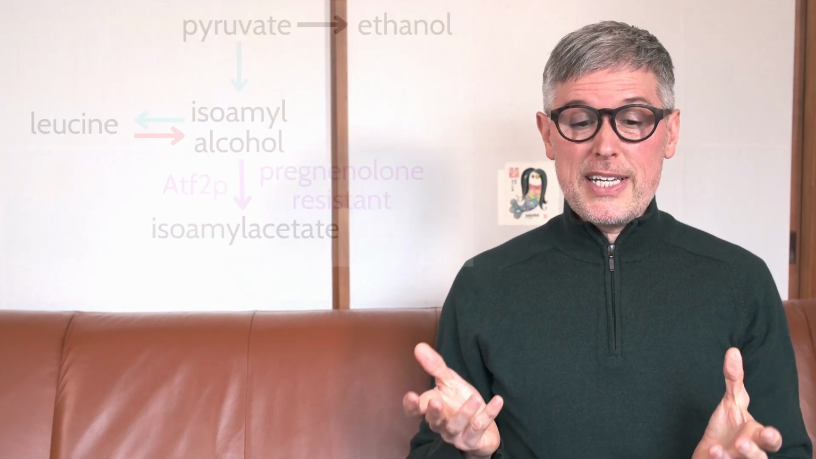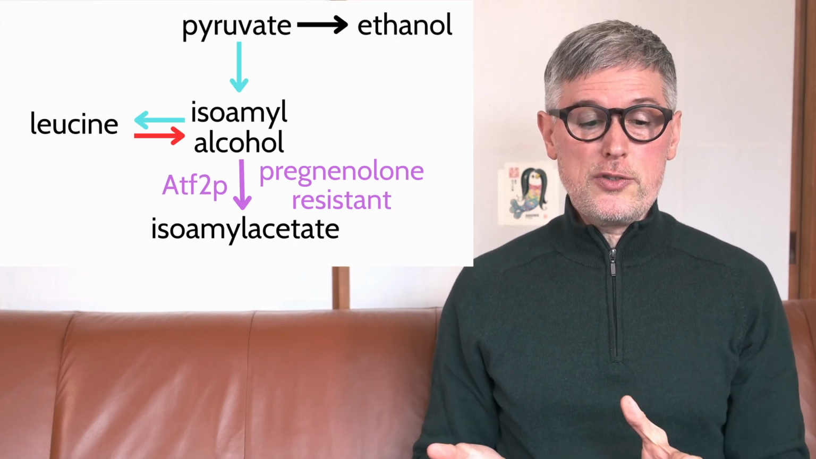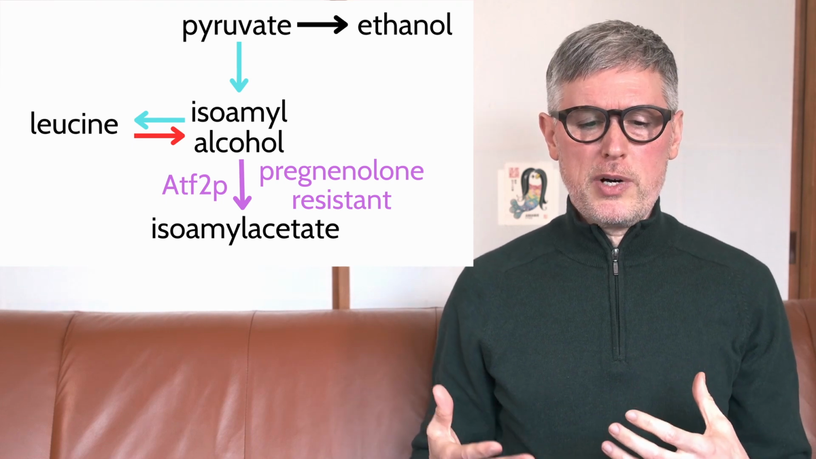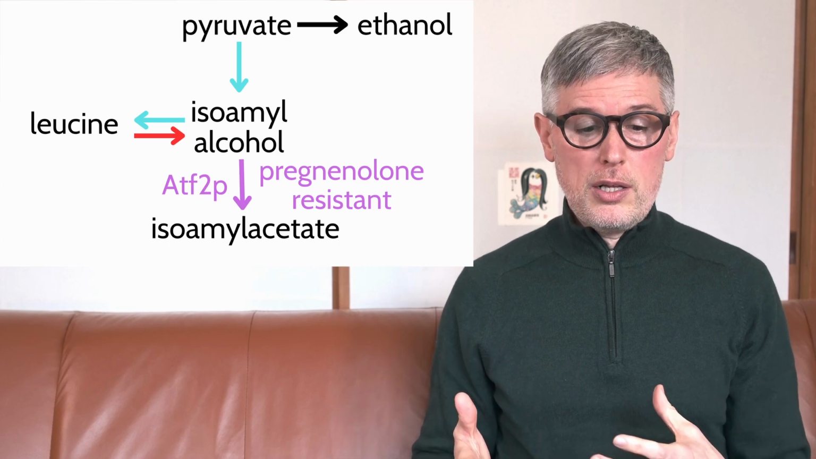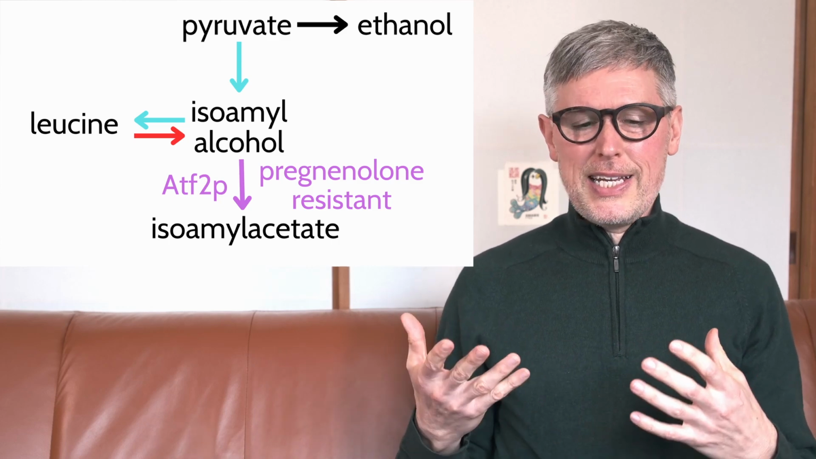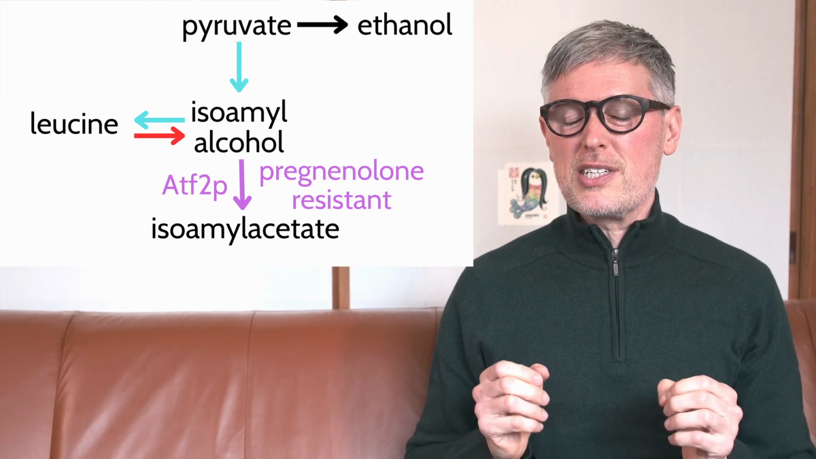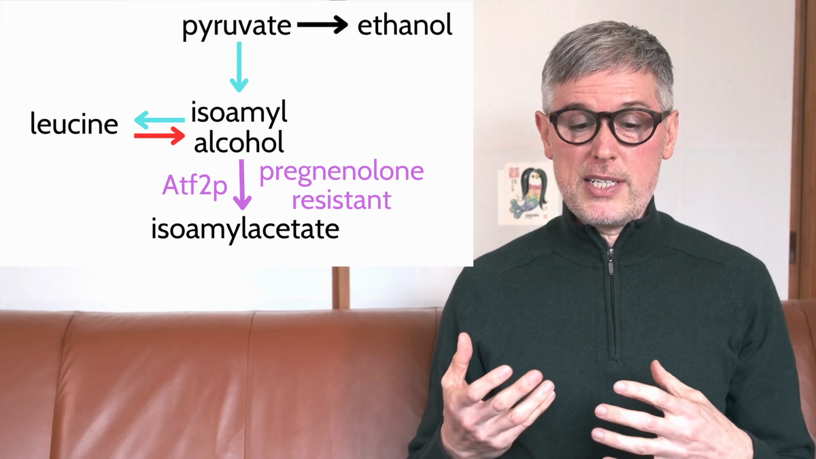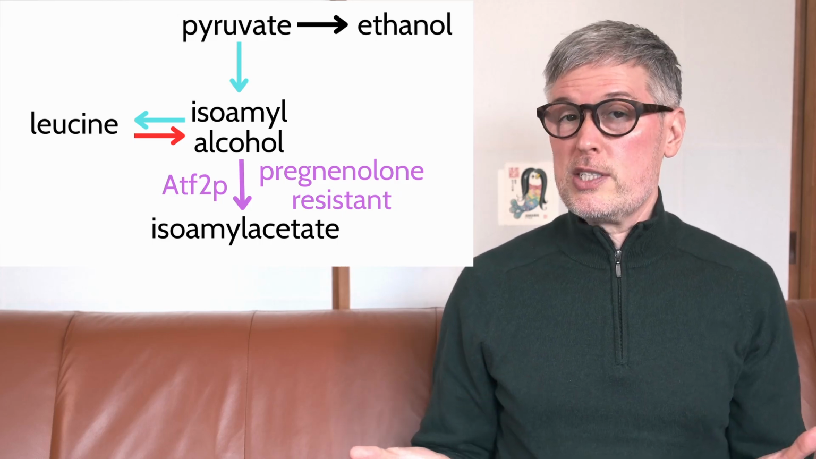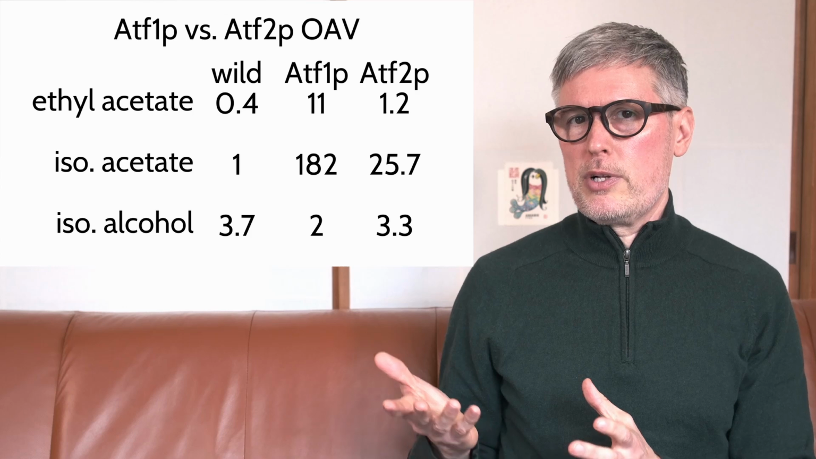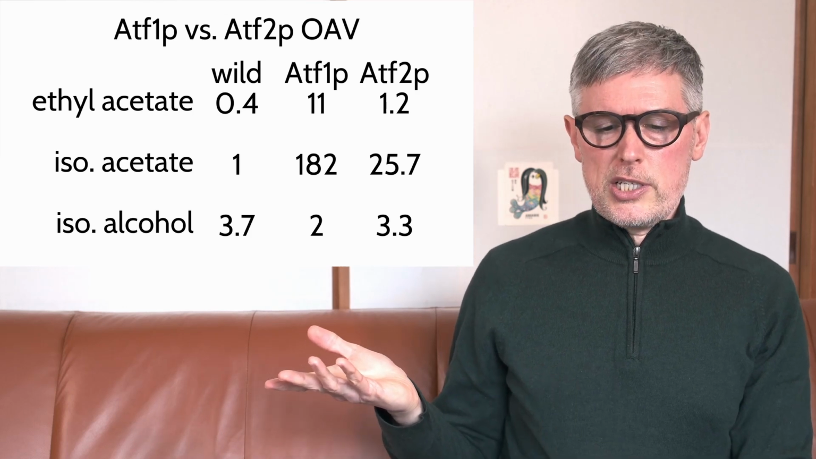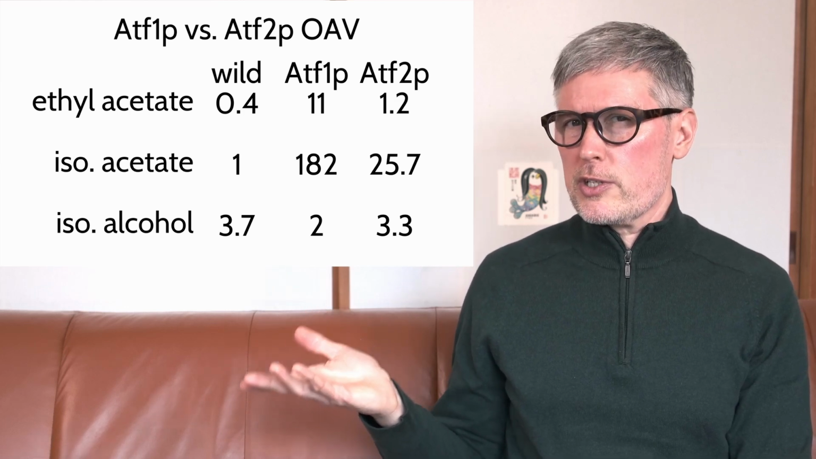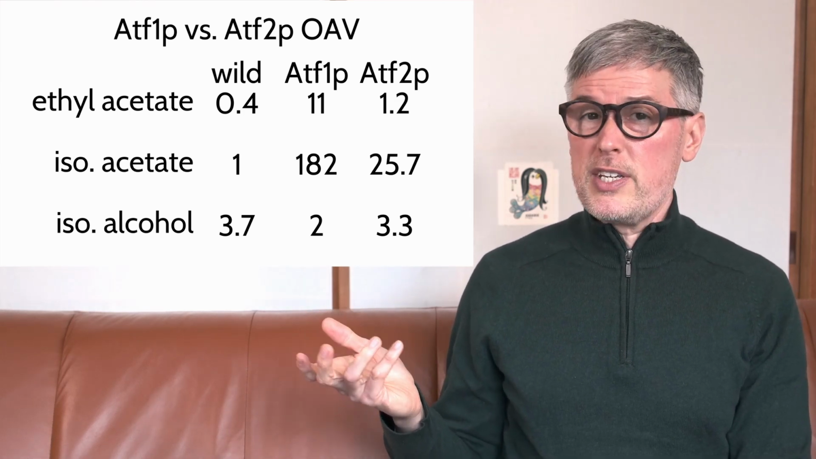So is there another more selective way to get more isoamyl acetate? By chance, there is another alcohol acyltransferase enzyme called ATF2P that normally doesn't have much effect on isoamyl alcohol, but again, by isolating yeast that are resistant to the toxic steroid precursor pregnenolone, which is esterified by this second enzyme, we can increase its expression. And here's an example of the results. This is actually with laboratory S. cerevisiae and not sake-specific strains, but it gives us an idea of the effect.